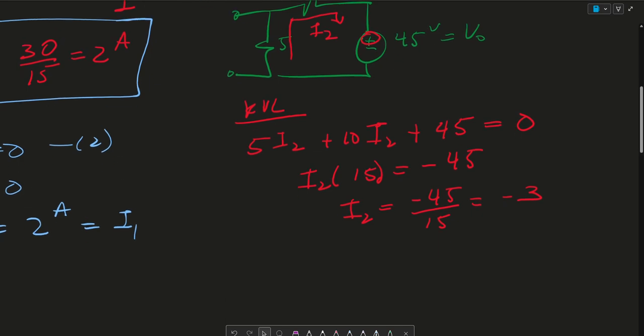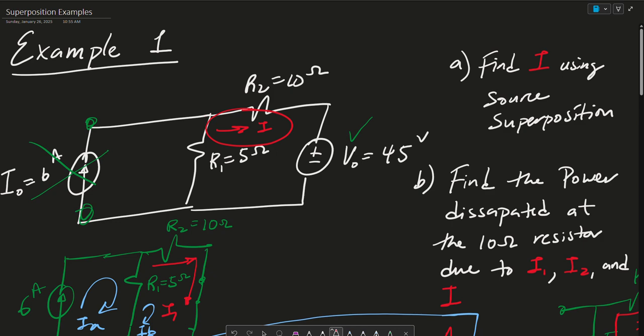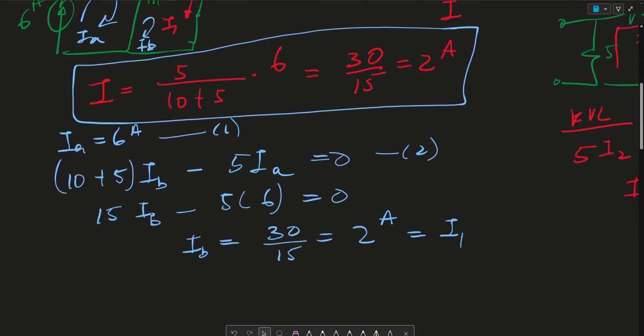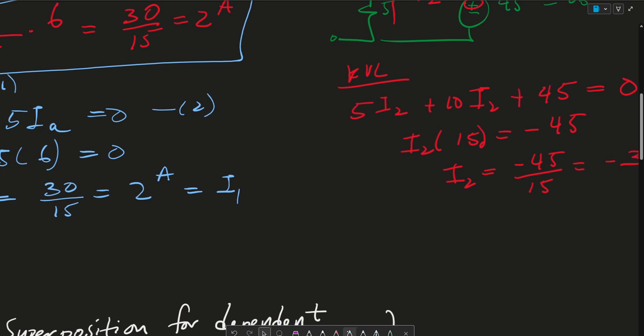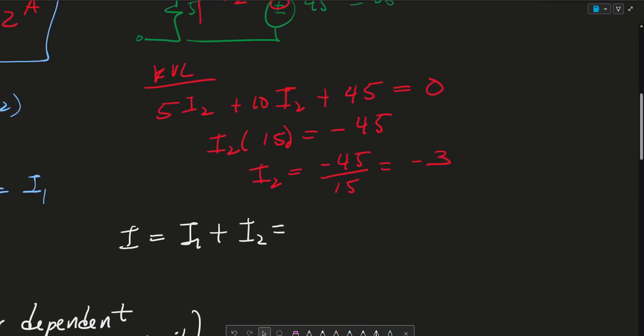And superposition says now then that this total I here that we had from our original problem, I, is equal to I1 plus I2, which then is 2 minus 3, which is equal to negative 1 amps.